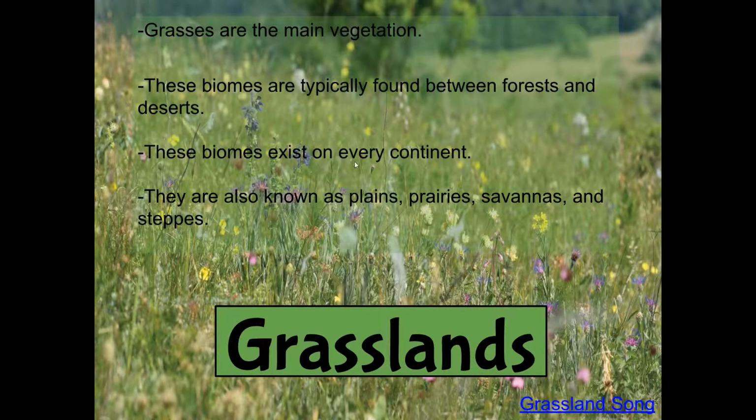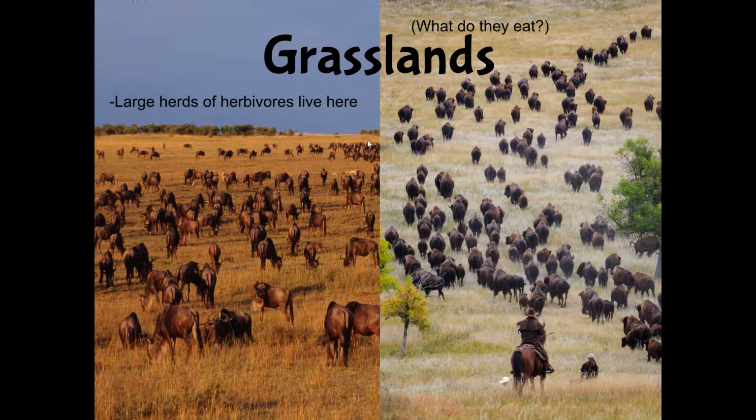These biomes exist on every continent. You'll see that if you look at those maps of the biomes, they exist on every single continent. And there's a bunch of different names for grasslands. So these are facts that are just generally true for grasslands. And then we'll talk about specific grasslands in a second.